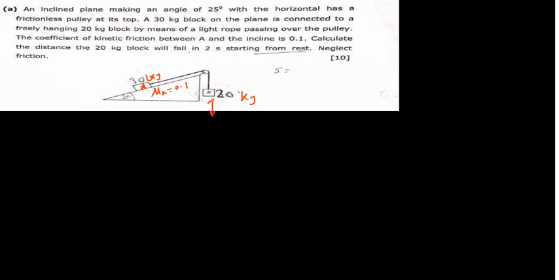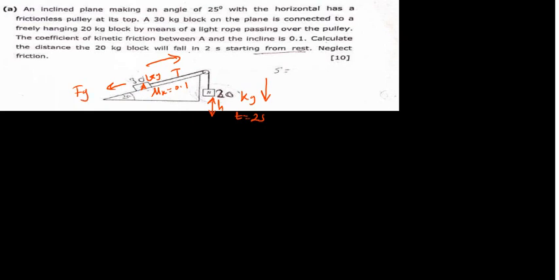So we want to find how far it will fall in a time of 2 seconds. The first thing we need to do is find the acceleration at which this will be dropping. Starting with this mass, since this mass is dropping, the direction of motion is going to be like this. So the forces going in the forward direction, we've got the tension that will be pulling, and there's going to be Fg. By reason of this being on an incline, there's a force pulling it down.